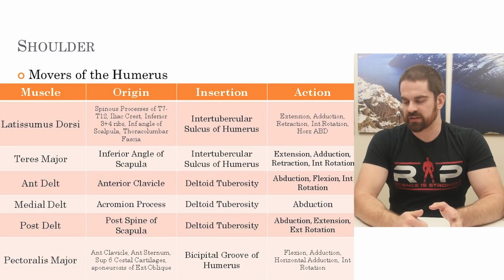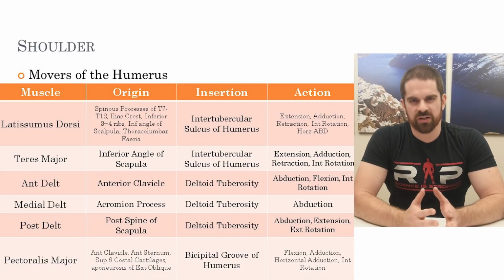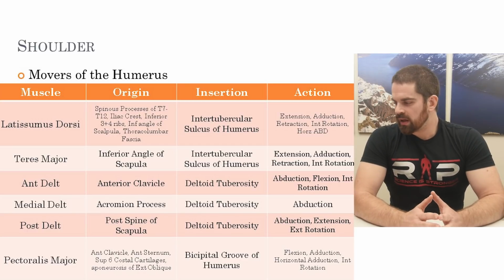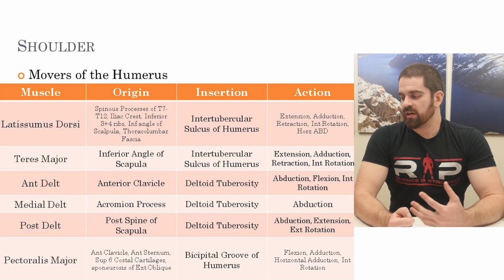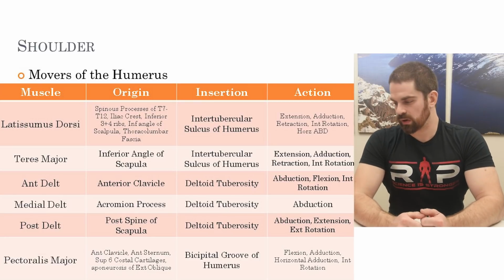Teres major actually shares the same insertion point, I believe, and has a very, very similar role, and it's right in there with the lat. So when we see a picture of it in a minute, you'll be like, oh man, that looks almost the same thing, and it's close, but not quite. And that's involved in extension of the shoulder, abduction of the humerus, retraction of the scapula, and internal rotation of the humerus as well.